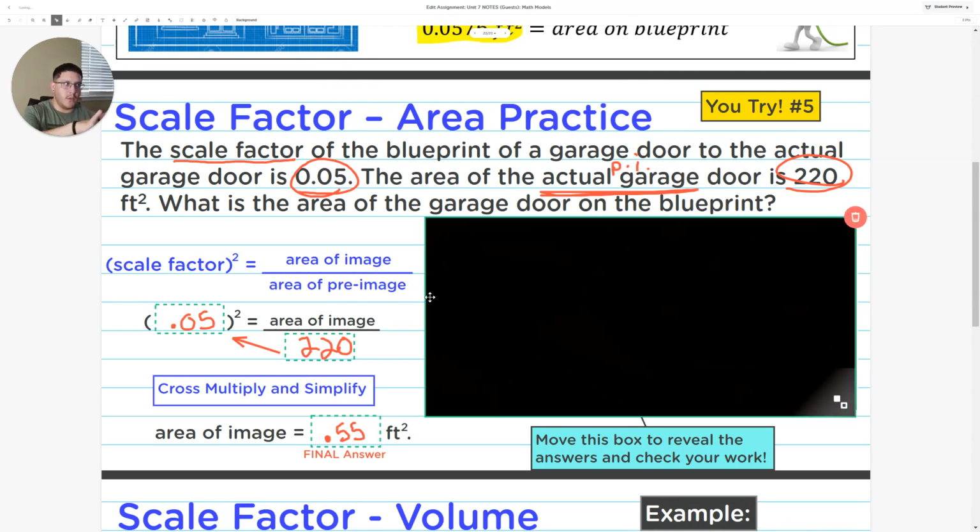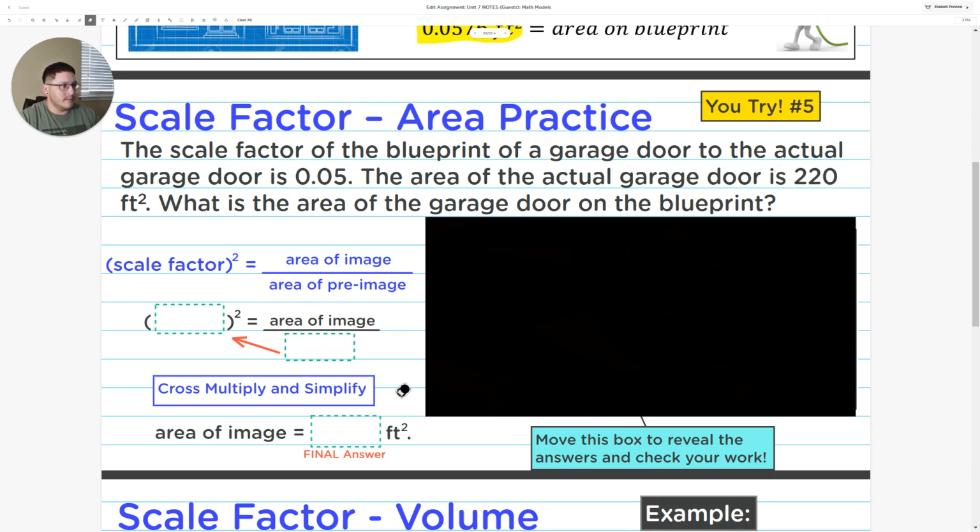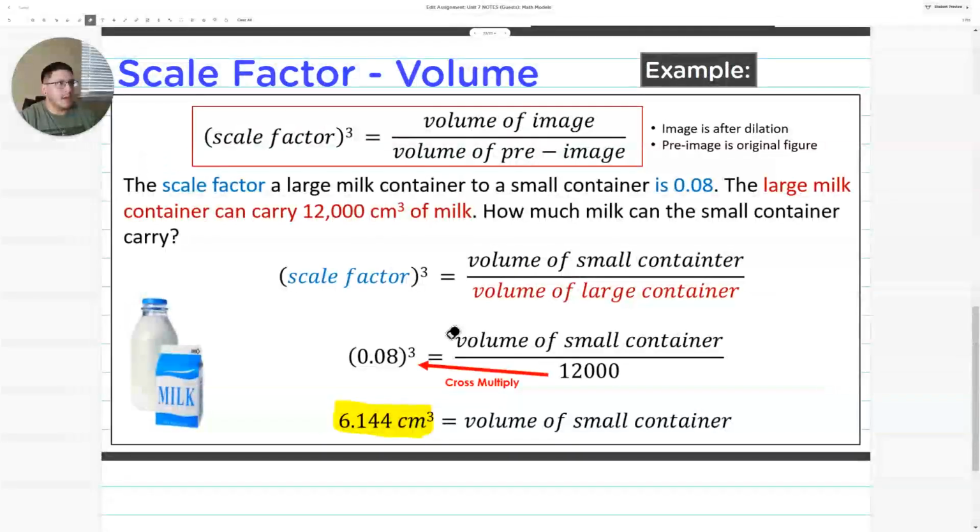And that's it. That's it for you try number 5. Okay, last problem. Scale factor for volume now. So exact same stuff, except now the scale factor is being cubed because we're dealing with volume.